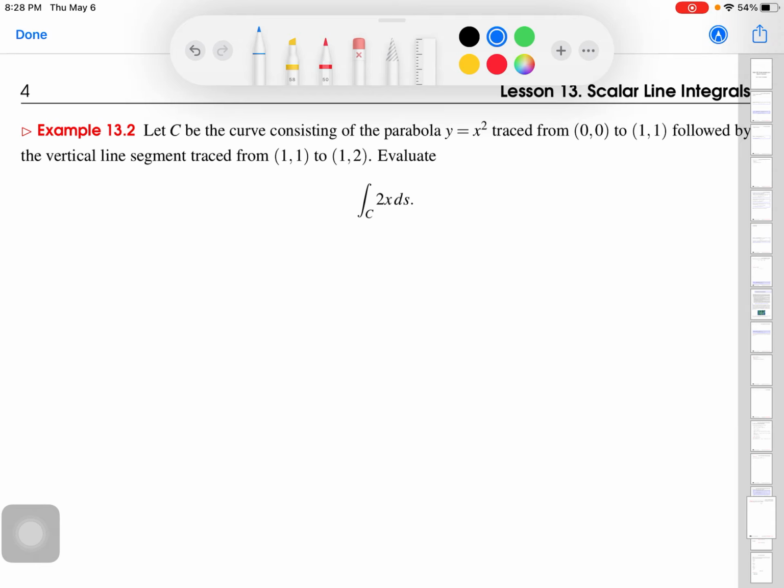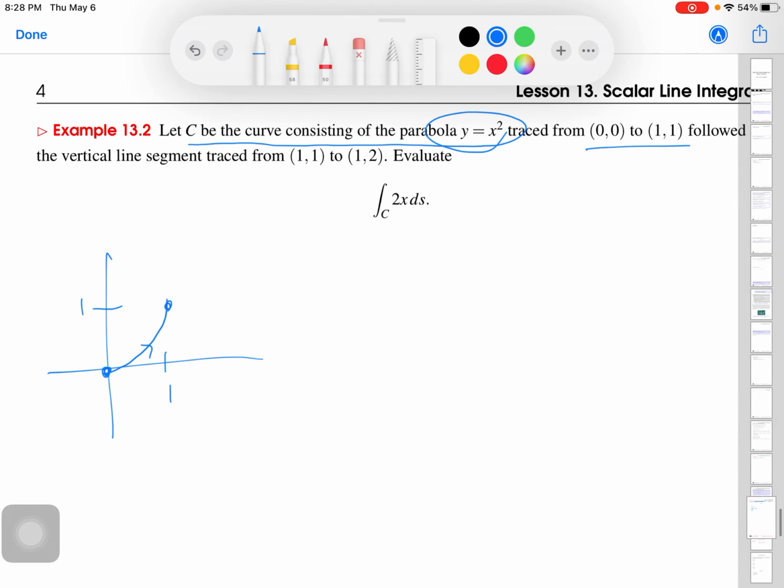So here's an example that I want to work through to help you visualize that. Suppose that I look at the curve C, which is traced out as follows. It's first the parabola y equals x squared from 0 to 1. So let's draw that. Here's 0, 0. Here's 1, 1. And then there's the first part of the curve, traced out in this orientation. And then followed by the vertical line segment traced from 1, 1 to 1, 2. So here's the other part of the curve. I'll put this one in black.